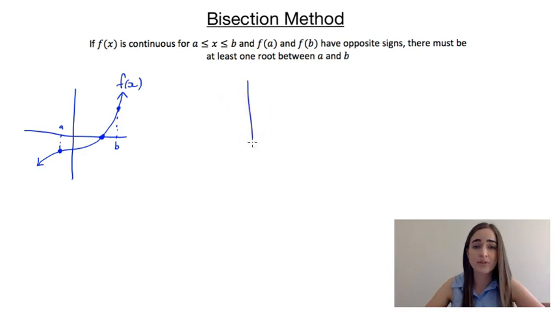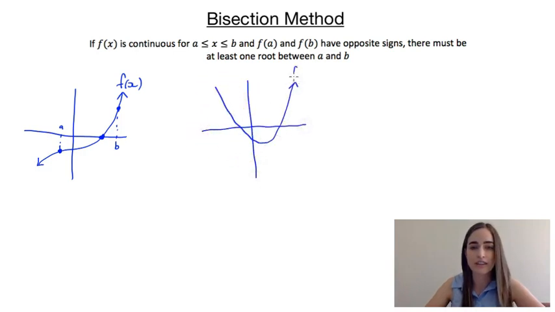Just another example of what that might look like. If we have a function that looks like this is our f of x, we might have a value of a over here and a value of b on this side. So the value of our function is positive for a and negative for b this time, and somewhere in between there we have to have a root.